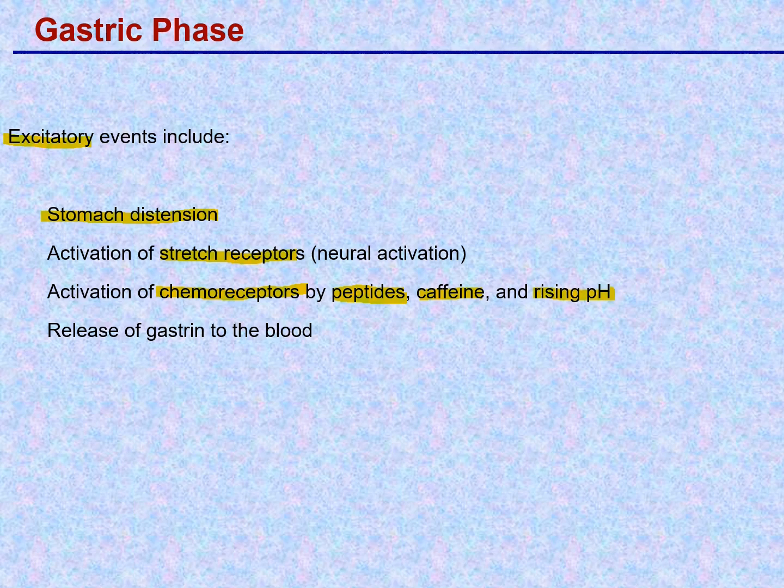A rise in pH: the stomach contents are at a low pH, and when food goes in, the food's at a neutral pH, so it causes an overall rise in the pH, and that can also trigger the excitatory phase. All of that will trigger release of gastrin from the enteroendocrine cells in the gastric glands, and the gastrin, of course, is from enteroendocrine cells, so it's a hormone, so it goes into the blood.